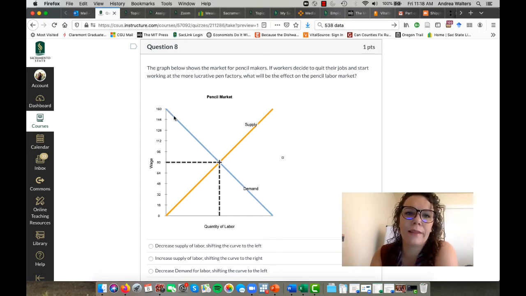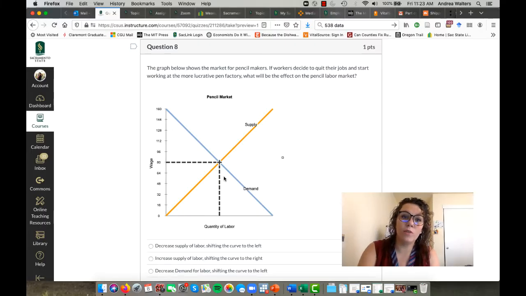Question 8 looks at the market for pencil making labor. You can see here that if you look at the demand curve being the value marginal product of labor, the equilibrium wage is going to be equal to the value marginal product of labor there. And so firms are going to demand labor up until the point where wage is equal to value marginal product of labor at that demand curve in equilibrium.